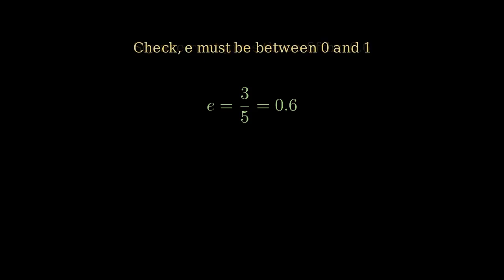Check step for the ellipse. For any true ellipse, the eccentricity must be greater than 0 and less than 1, and 0.6 does satisfy that, so the answer checks out.